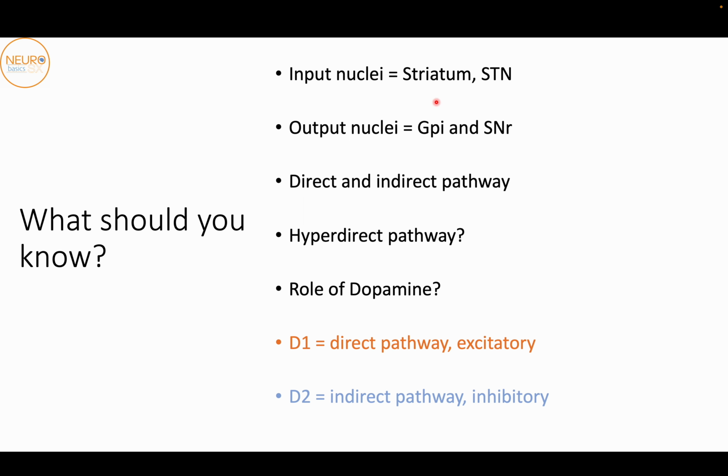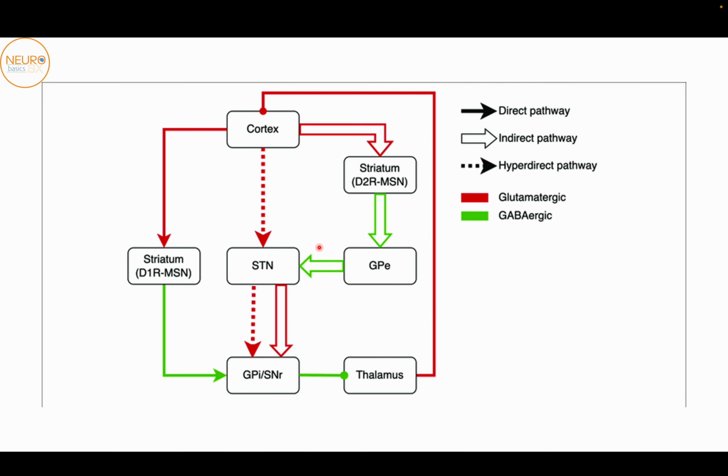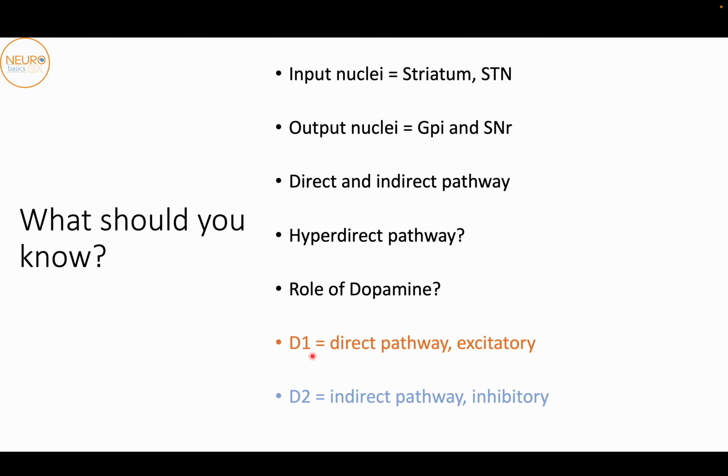So again, we have understood what are the input nuclei, what are the output nuclei, what is the direct pathway, what is the indirect pathway, and there is something called the hyperdirect pathway. Here the cortex does not go through the striatum and it directly lands up providing information to the subthalamic nucleus, and from the subthalamic nucleus that information is passed on to the GPI SNR. Whether the hyperdirect pathway actually has a role to play in diseases, etc., is not exactly sure at the moment. As we saw, D1 is a direct pathway that is excitatory, and D2 is the indirect pathway that is inhibitory.